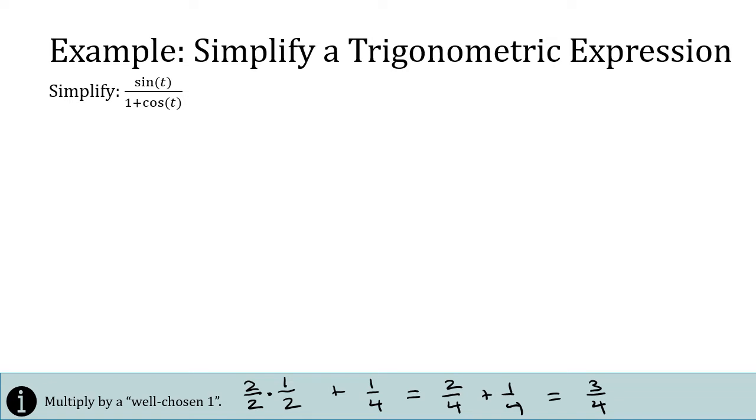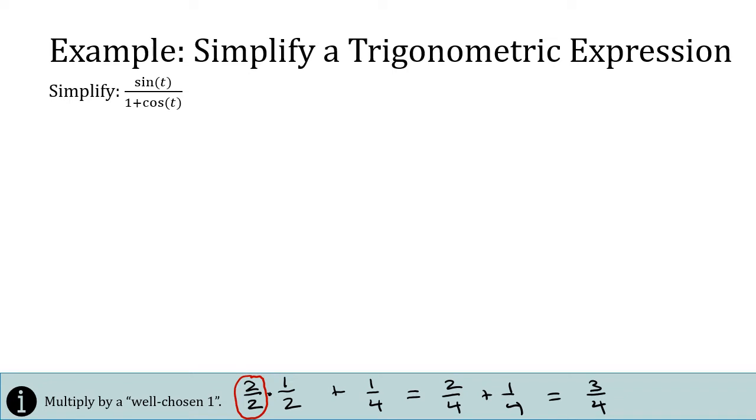That 2 over 2 is what we're talking about when we say a well-chosen one. It's a well-chosen one because it helps us simplify or take that expression further. It's equal to 1, even though it doesn't look like 1. It's equal to 1, and therefore it's not changing any of the values. Okay, so let's do that with this one.